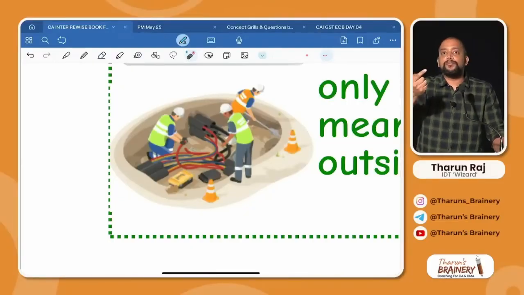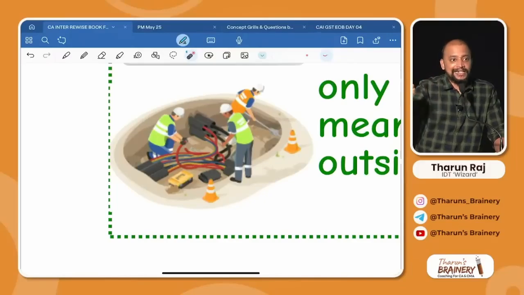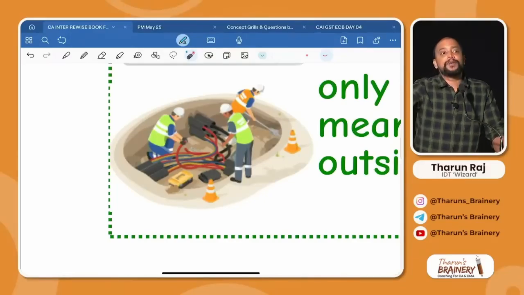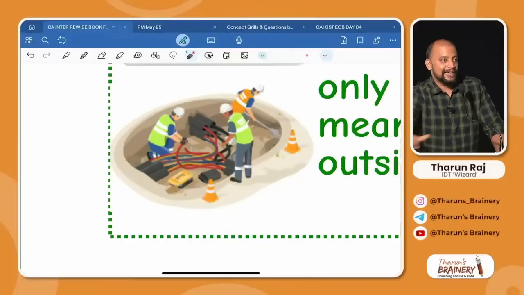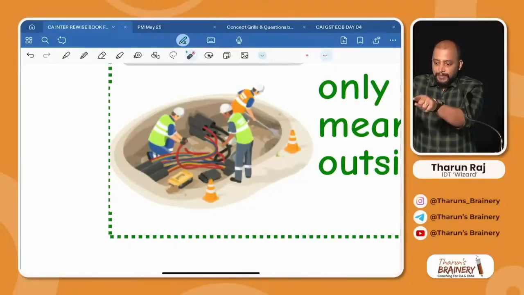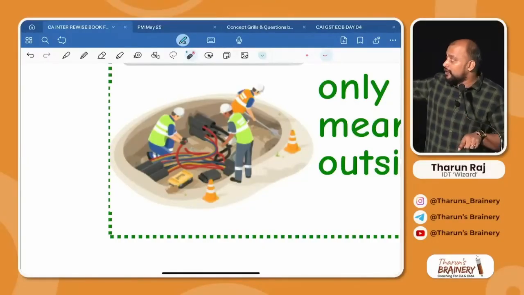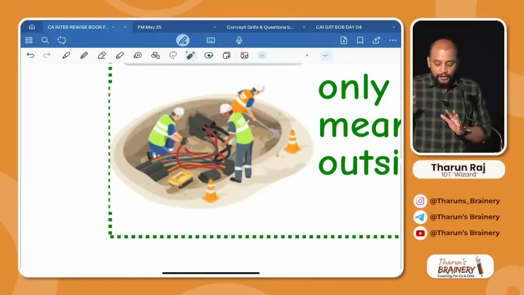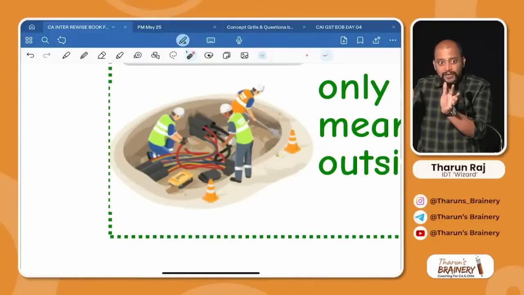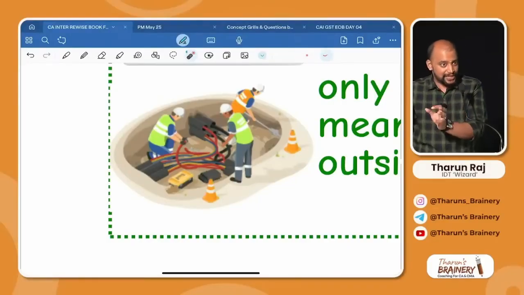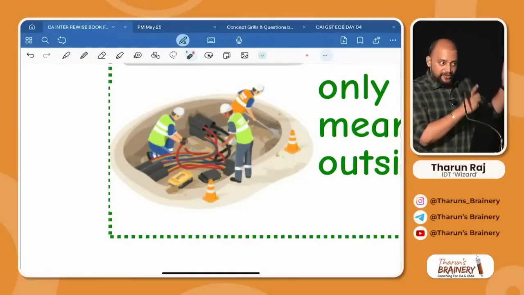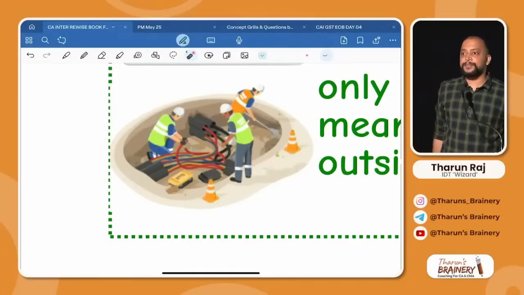Like your broadband, internet and all, the cable will come, so they will be using an optical fiber below the earth. For that they will make a manhole, and in the manhole they will make the pipes, and they will be using the optical fiber. Now, construction of this requires construction. So first they need to make a manhole and they need to do construction, etc. For this construction, can they take ITC?